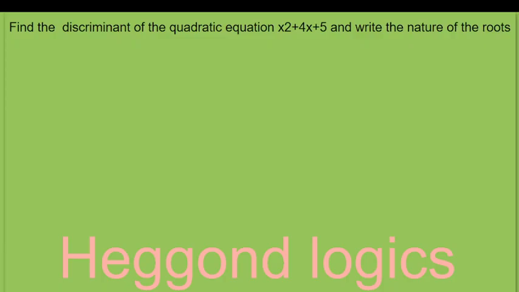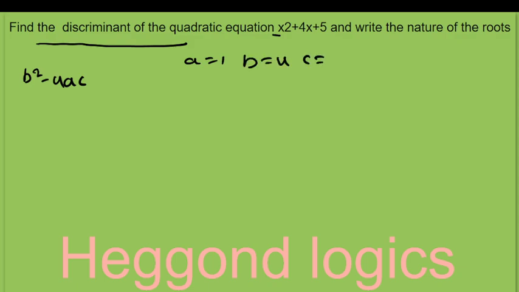Now here the question: find the discriminant of the quadratic equation x square plus 4x plus 5 and write the nature of the roots. First we are finding the discriminant. Discriminant means b square minus 4ac. Here a is equal to 1, b is equal to 4 and c is equal to 5.